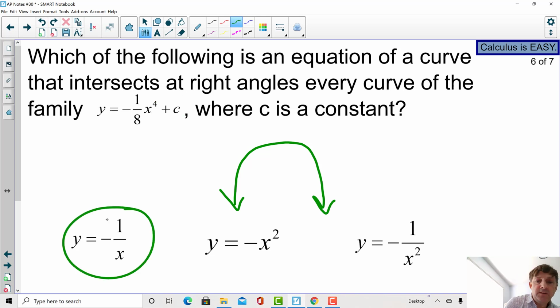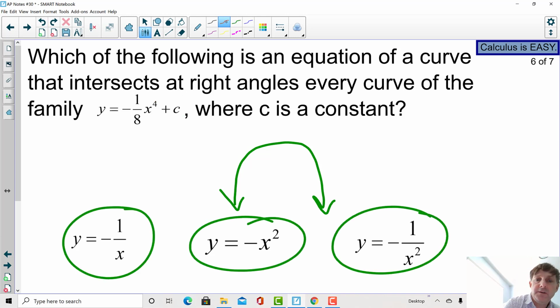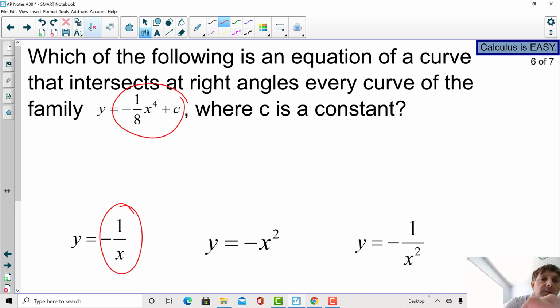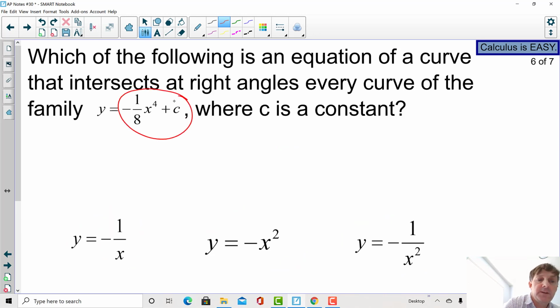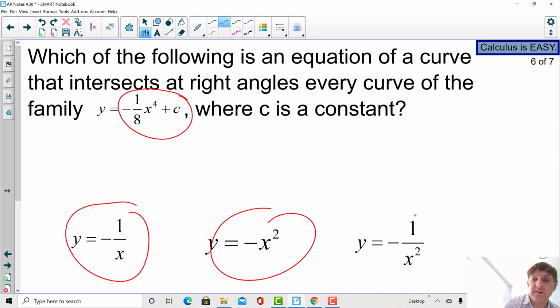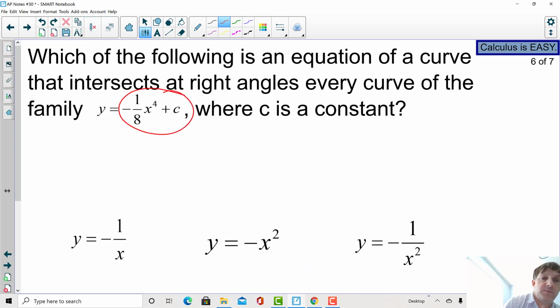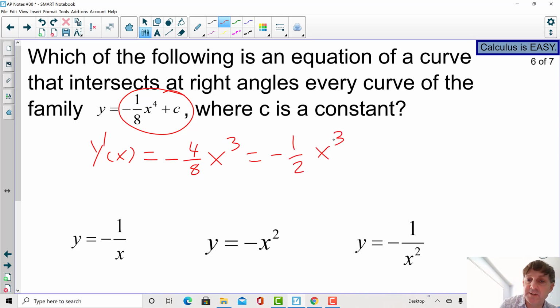But we need one of these functions to intersect at right angles. So you should have right angles at the point where they intersect. So what we need is we need the slope of this to be perpendicular to the slope of one of these. Remember, the slope is just the derivative. So let's check first. What's the derivative of this one? There you go. You can reduce the 4/8, it becomes 1/2. Now let's write this as a single fraction.